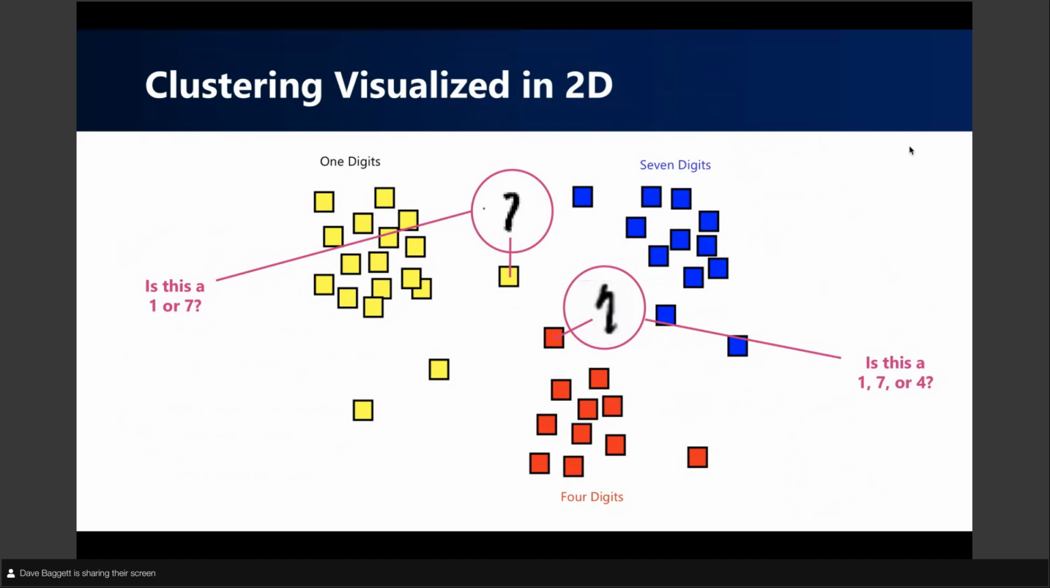So you might think all the ones might end up in that yellow region, the 7s might end up in that blue region, and the 4s end up in that red region. But notice you've got a couple of borderline cases, like that one at the top, which kind of looks like a 1 and a 7. So we would expect that to be close to both the 1 cluster and the 7 cluster, just conceptually. And similarly, that other one there kind of looks like it could be a 4 or a 1 or a 7. That might be right in the middle of all 3 of the clusters.